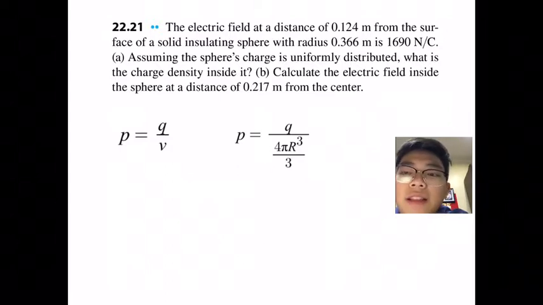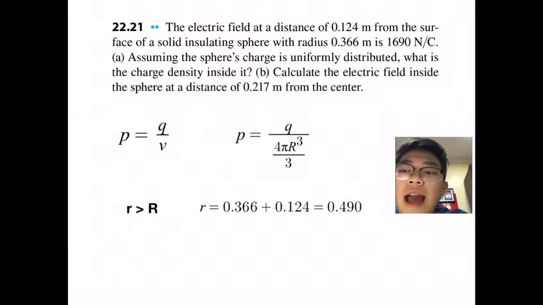Next, we need to find the distance between the center of the sphere and the edge of the electric field. Since this electric field is outside the sphere, we know that this distance is larger than r. And since we are given the distance from the edge of the sphere to the edge of the electric field, all we need to do is add the radius to the distance of the electric field from the surface of the sphere. So 0.366 plus 0.124 is equal to 0.490. So this is the value of small r, or the distance from the center to the edge of the electric field.